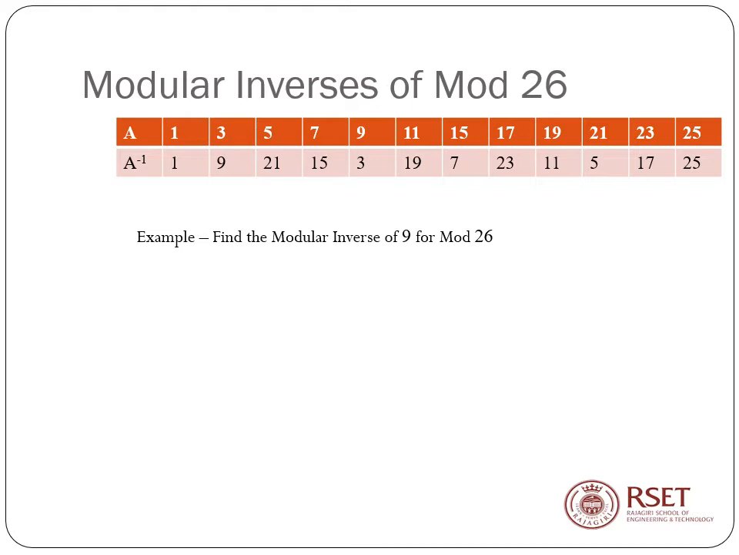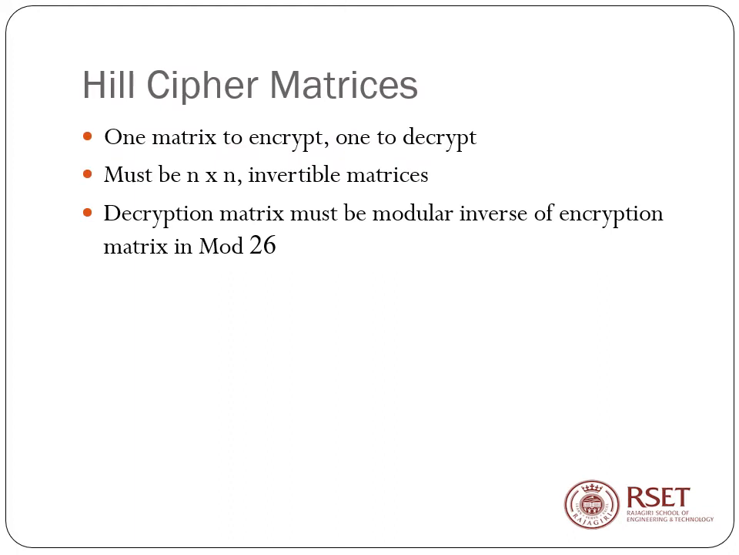Coming to an example, find the modular inverse of 9 for mod 26. You have already found that 9 into 3 is 27, and 27 mod 26 is 1, so 3 is the modular inverse of 9 mod 26. Next is regarding some matrix operations. One matrix you need to encrypt, you need another matrix to decrypt, and it must be an n by n matrix.